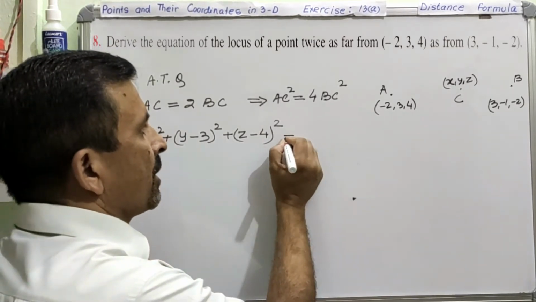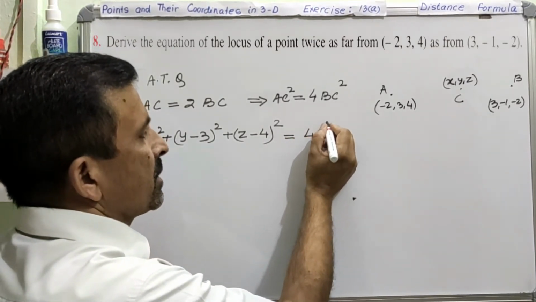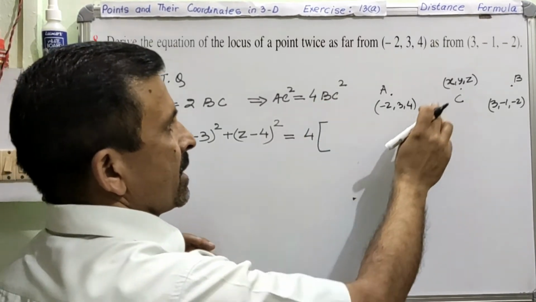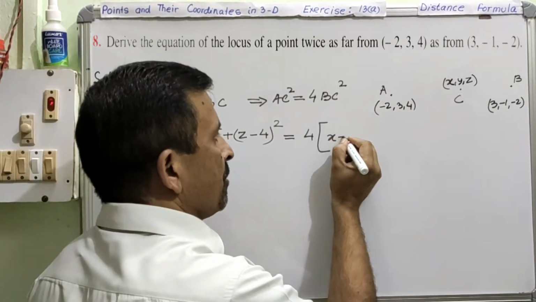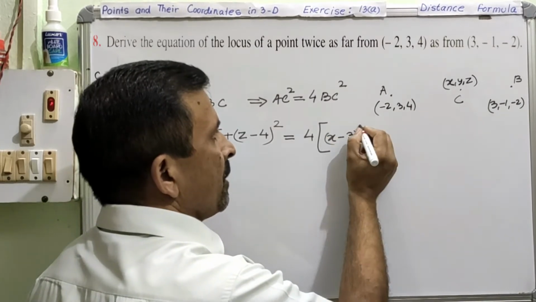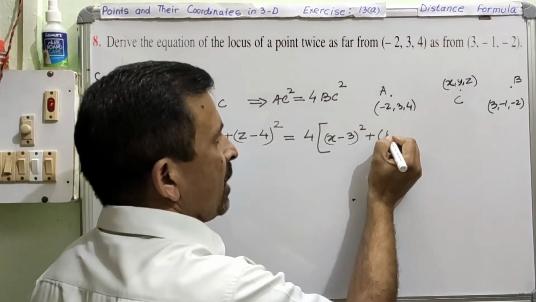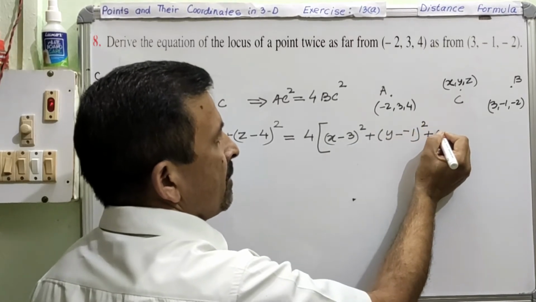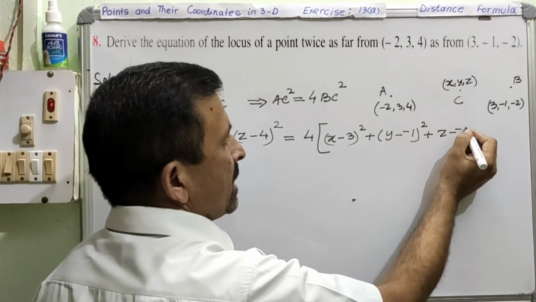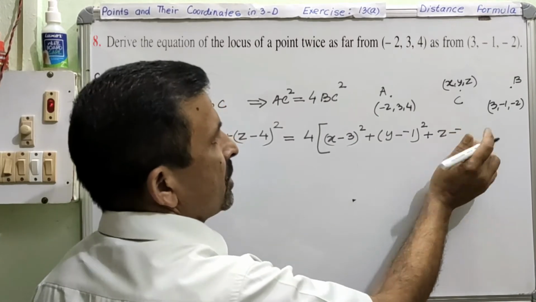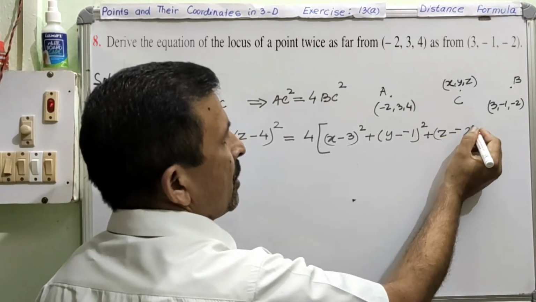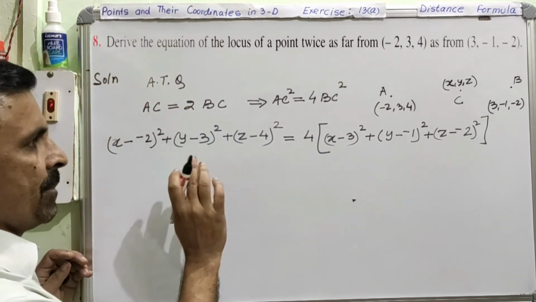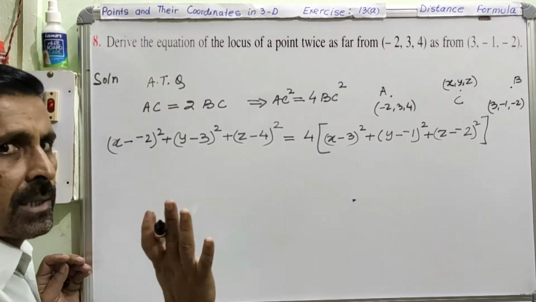Alright, on the right hand side we have 4 first of all. So let us use this big bracket and BC square we will write inside the bracket. X minus 3 whole square plus Y minus 1 whole square plus Z minus 2 whole square. Let us simplify applying the a plus b and a minus b whole square formula, same as the previous question.